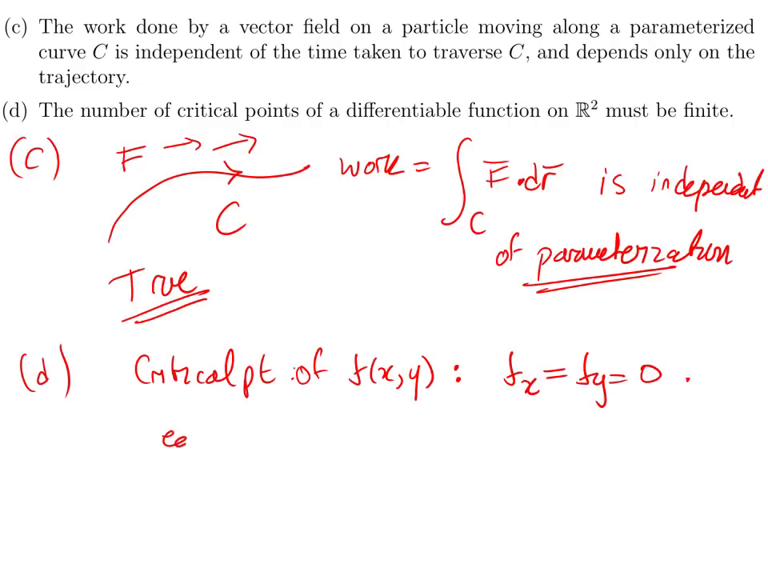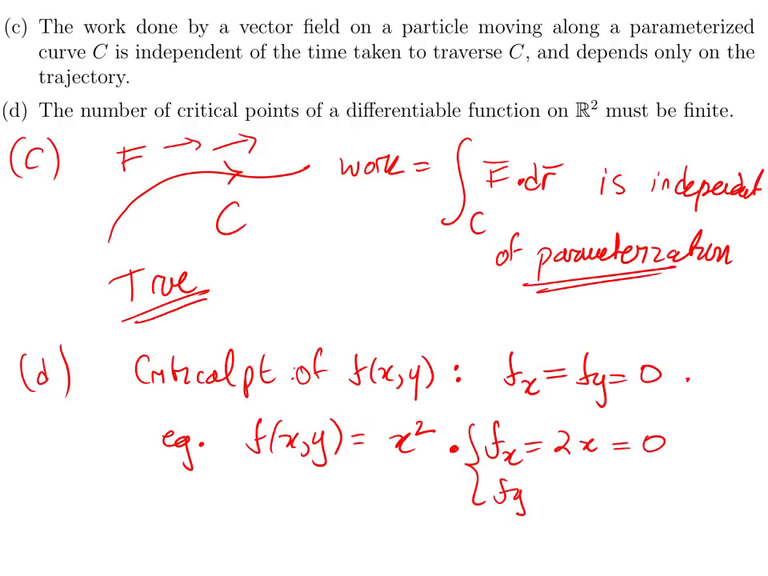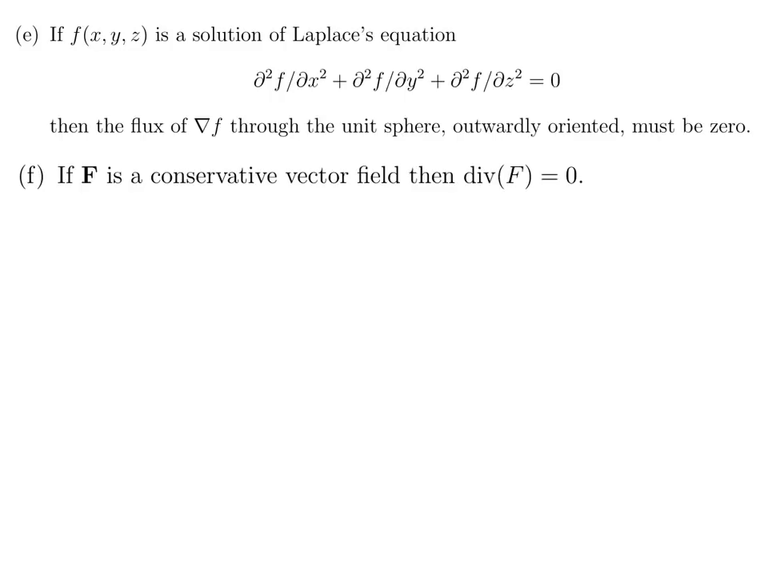The simplest one is to take f of x, y equal to x squared. Then partial x is equal to 2x, which is equal to 0 at a critical point, and partial y is just 0, so this is automatically equal to 0. So the set of critical points is just the set of points where x equals 0, and that's a line. That's infinitely many points. So this is false. You can easily have functions with infinitely many critical points. Okay, so part B is a slightly trickier question.